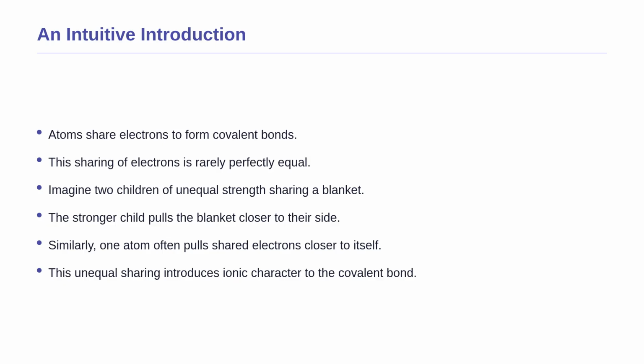In chemistry, atoms share electrons to form covalent bonds, but they rarely share them perfectly equally. When one atom pulls the shared electrons closer to itself, the bond starts to act a little bit like an ionic bond. This is what we call ionic character.